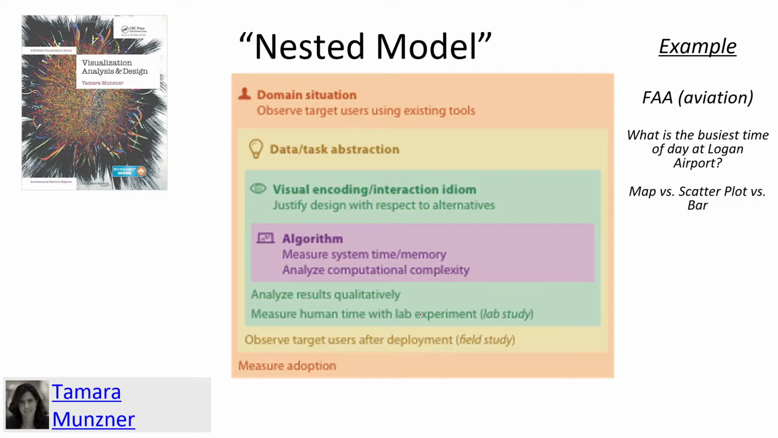You measure human time in an experiment. So you figure out how people use it, you make an algorithm, you see how people use it. Then you observe people using that algorithm or that system in the field, and then you measure how much it gets adopted. And once it gets adopted, then you can watch people using the system again, figure out what the data or the task abstraction is given the system, figure out this, figure out this, figure out this.